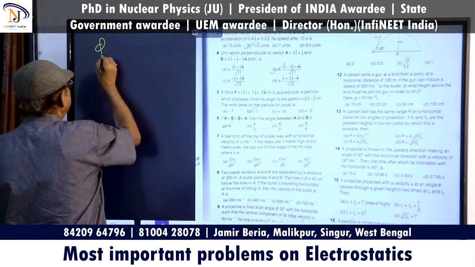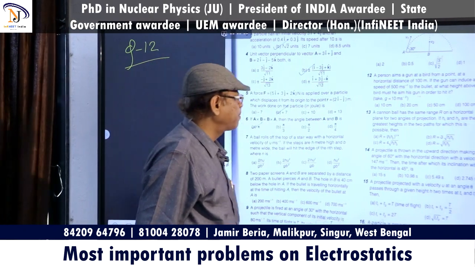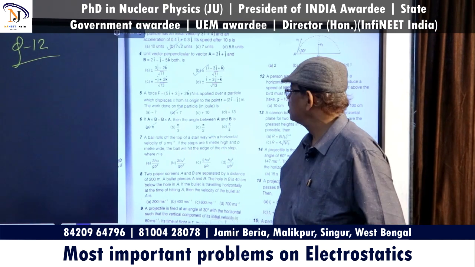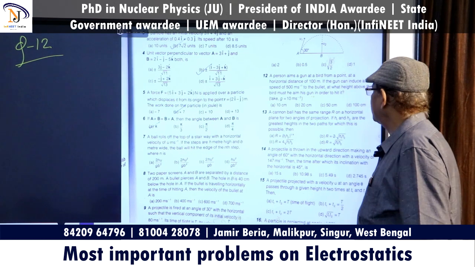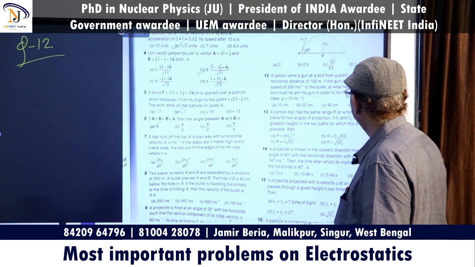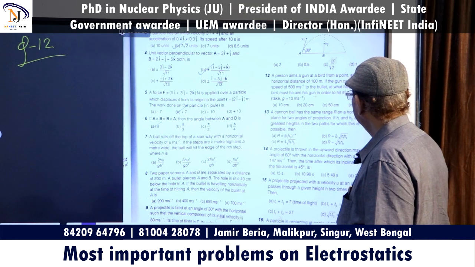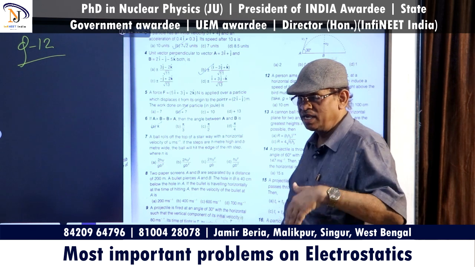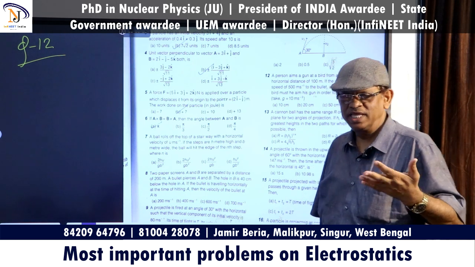Question number 12. Tell me, what is the problem? A cannon ball means a gun. A person aims a gun. Oh, this one. A person aims a gun at a bird from a point. Very bad person. Nobody should kill any living thing.